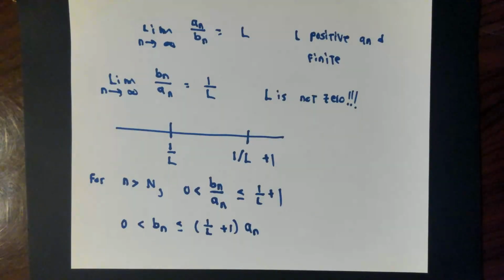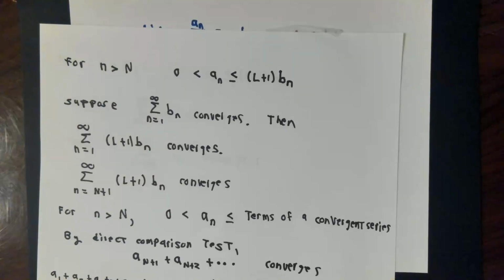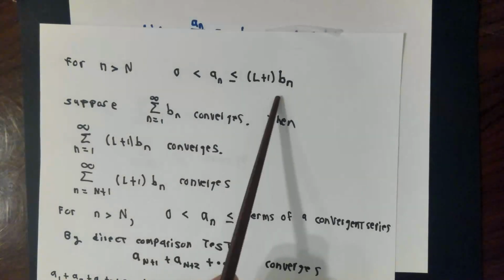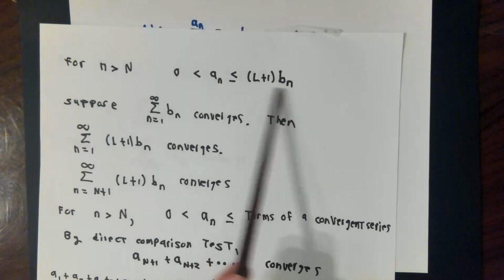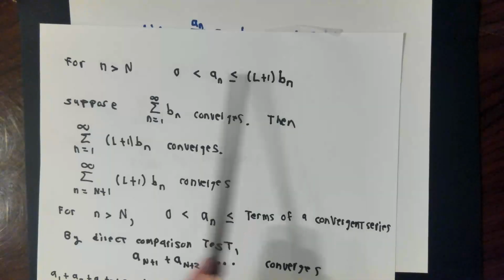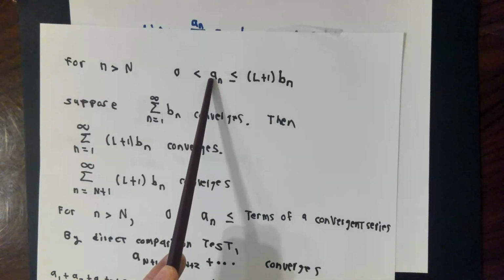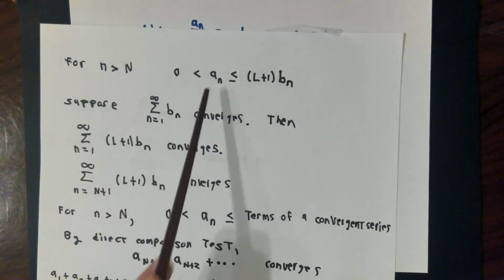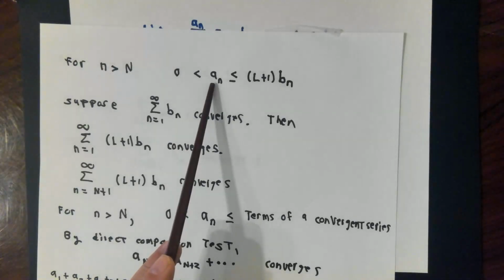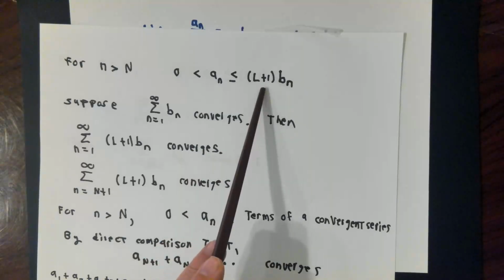This should look very familiar to you. If I have two infinite series and their terms are related in this way, if the sum of these converges, then the sum of those converges. This is the direct comparison test again. If the sum of those diverge, then the sum of those diverge.